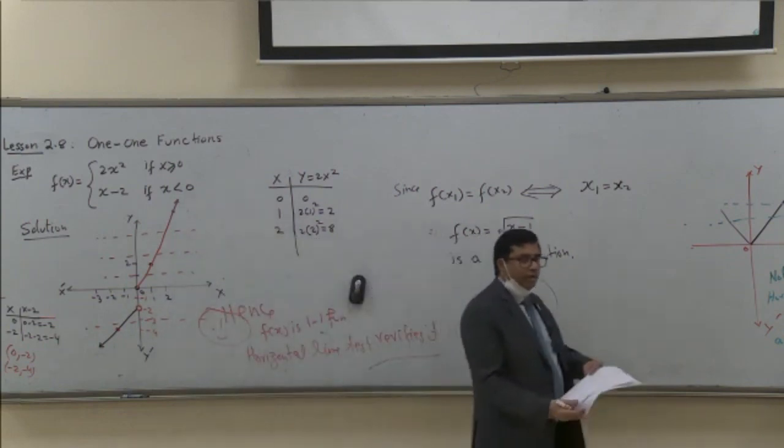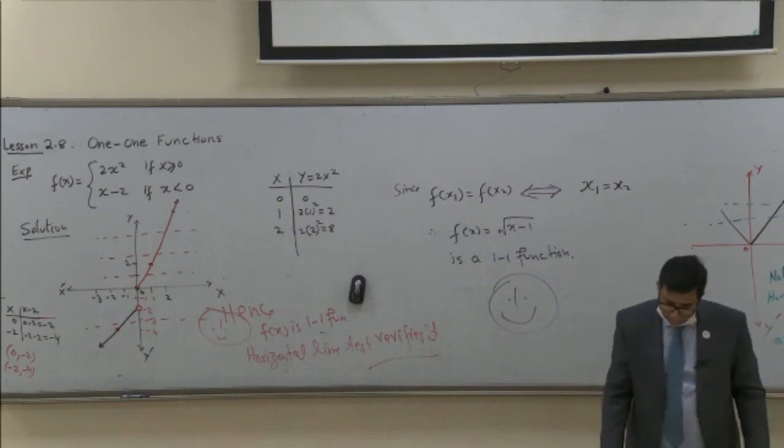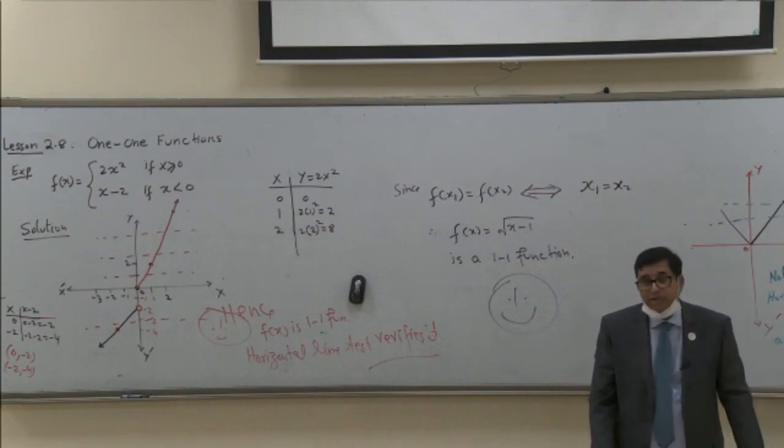Okay, students? So this is how you can manage this one. Since the horizontal line crosses the graph at one and only one point, so this is, yes, dear.